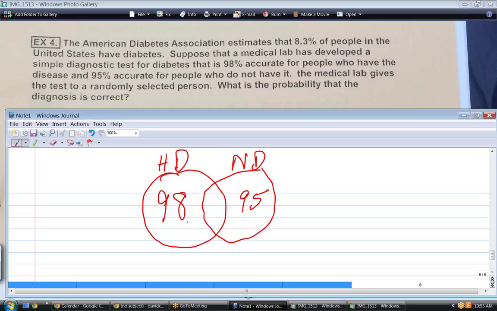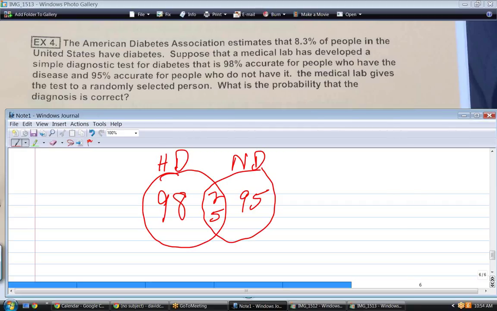In other words, 2% of the people that have diabetes get the no diabetes diagnosis. Okay. Because it's only 98% accurate. So if you have the disease, 2% of the time you're going to get a result that says you do not have it. Okay. If you do not have the disease, 95% of those people are going to fall in this area, and 5% of them are going to get diagnosed as having diabetes. Okay.